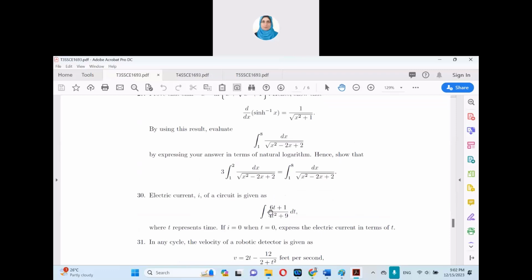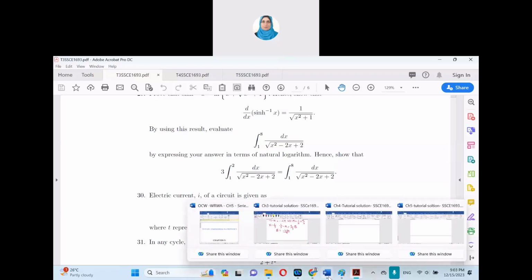The electric current I of a circuit is given by this integration, where t represents time. If I equals 0 when t equals 0, express the electrical current in terms of t. First of all, you need to integrate, because this is the function that we have. So you need to integrate (6t + 1) over (4t² + 9).